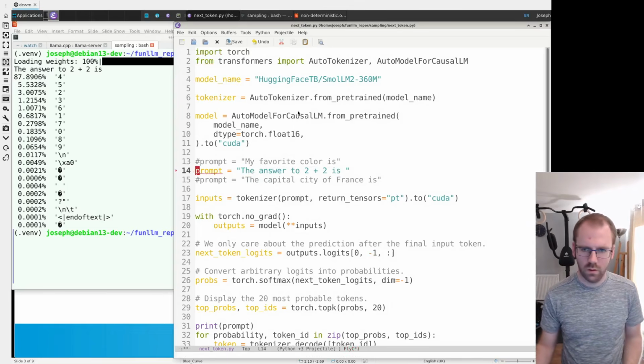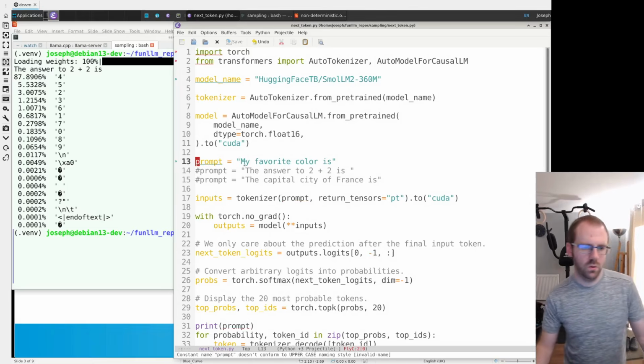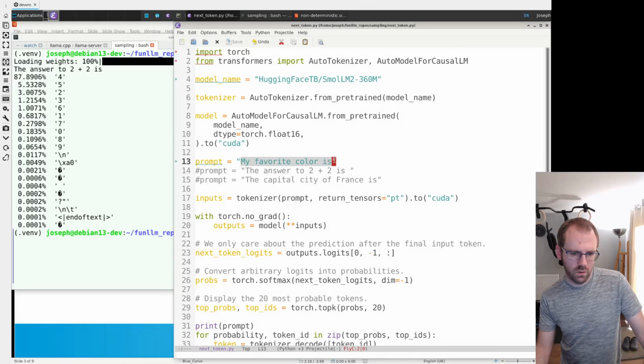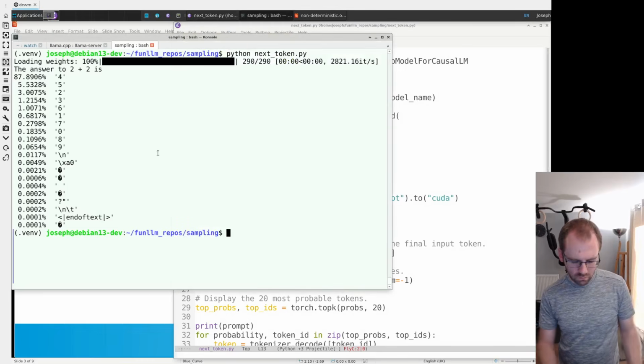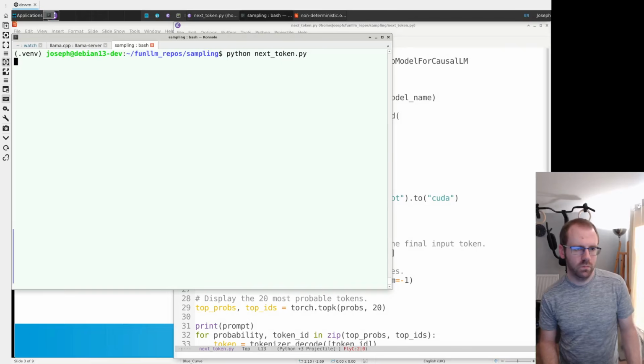So let's start. My keyboard layout's broken again. We will start with, right, so we're going to ask it to continue. So we're basically pretending that it's already said my favorite color is, and what's it going to say next?